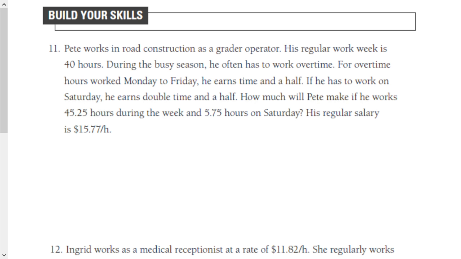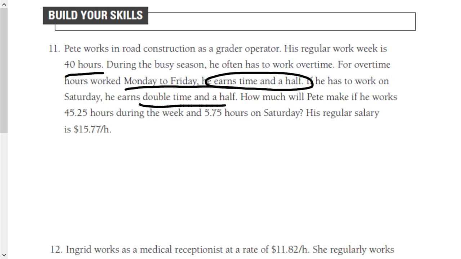For 11, it says Pete works in road construction as a grader operator. His regular time work week is 40 hours. During the busy season, he often has to work overtime. For overtime hours worked Monday to Friday, he earns time and a half. If he has to work on Saturday, he earns double time and a half, so 2.5. How much will Pete make if he works 45.25 during the week and 5.75 hours on Saturday? His regular salary is $15.77. So, regular time.